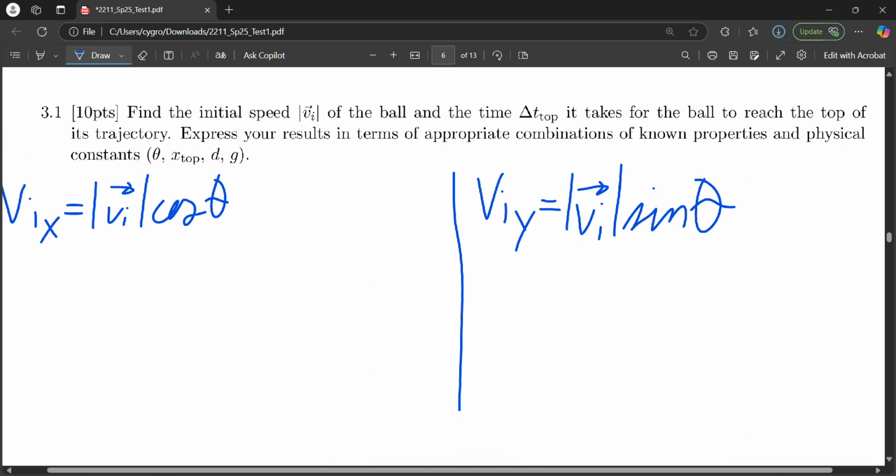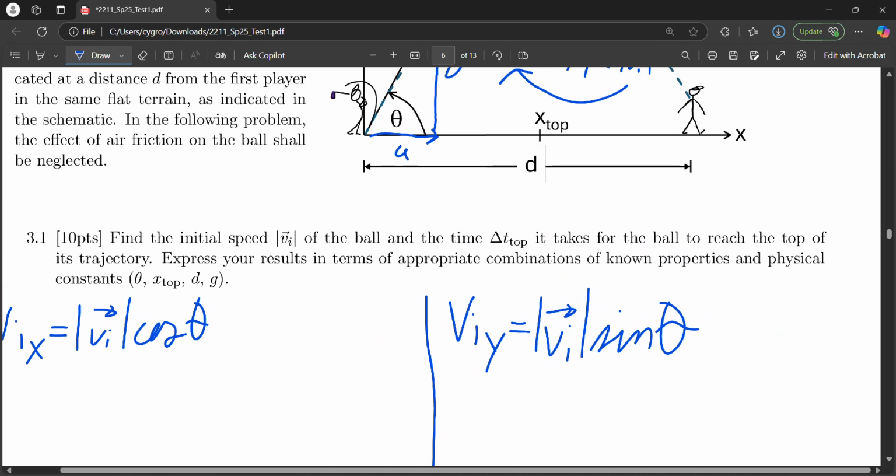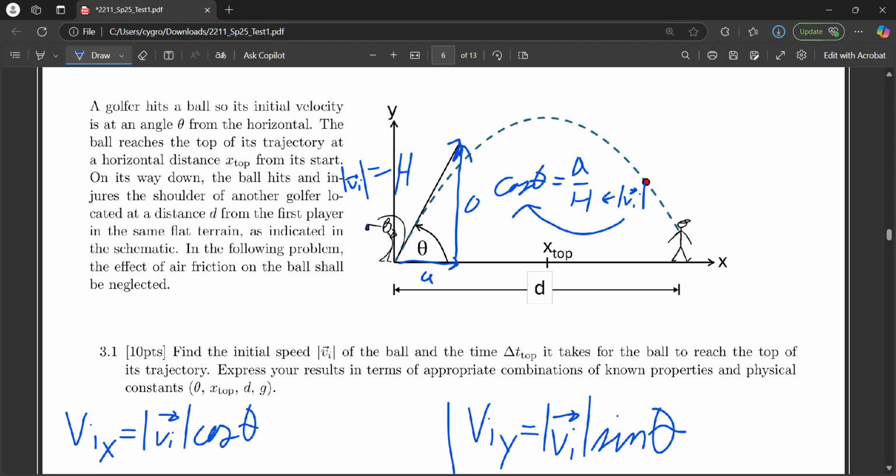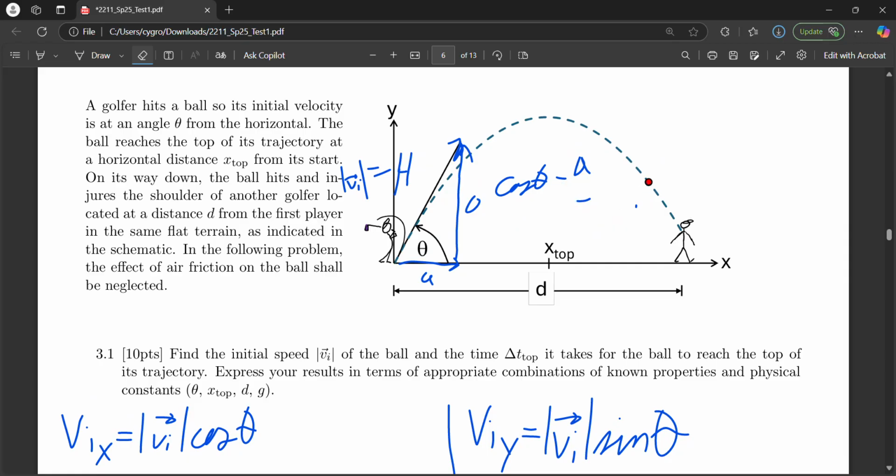theta. Now, the next step is to look at the horizontal distance. Right now we're only going to be looking at x top here. Excuse me while I erase this.